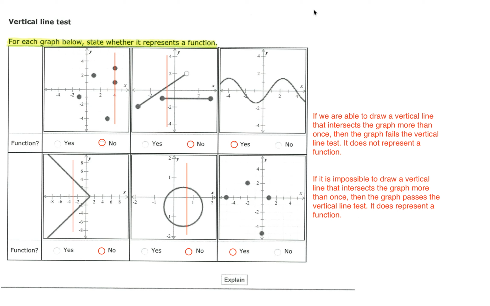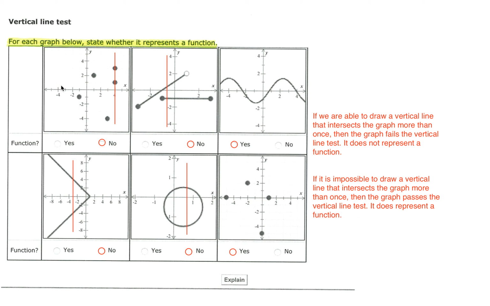The next type of problem also deals with identifying whether or not we have a function. Now here we're given a graph. When given a graph, we use what's called a vertical line test. So first, you have to take a vertical line and run it across the whole graph to make sure that we never cross more than one point.